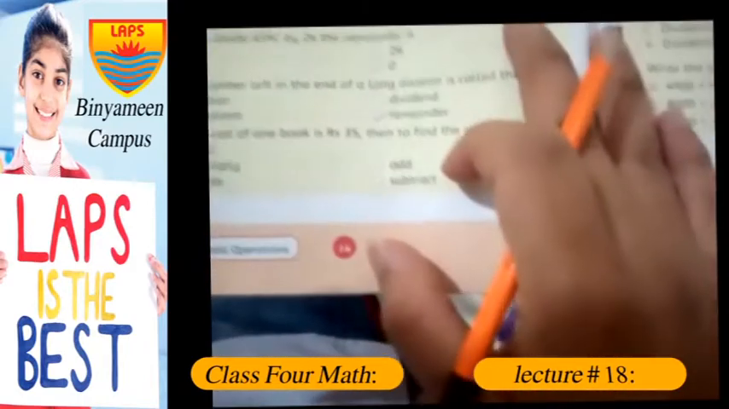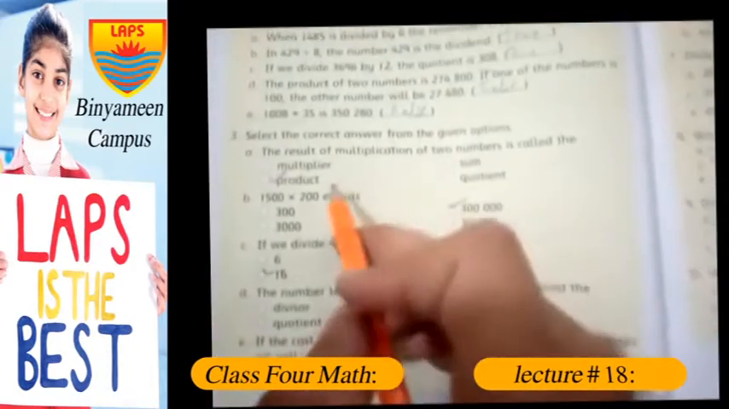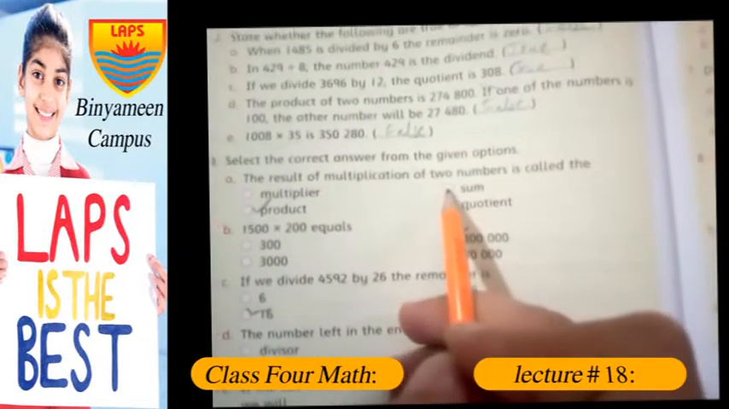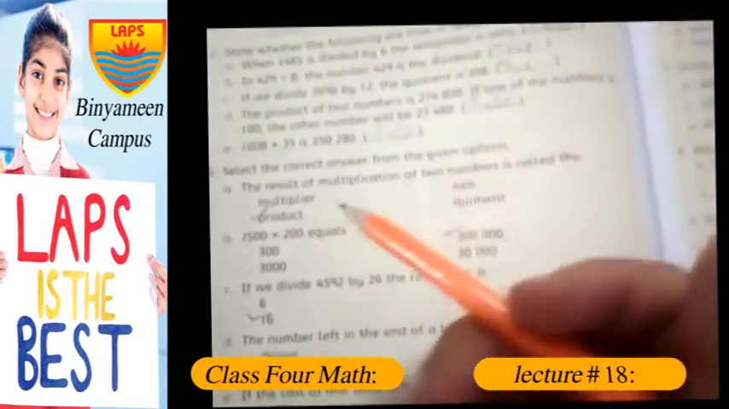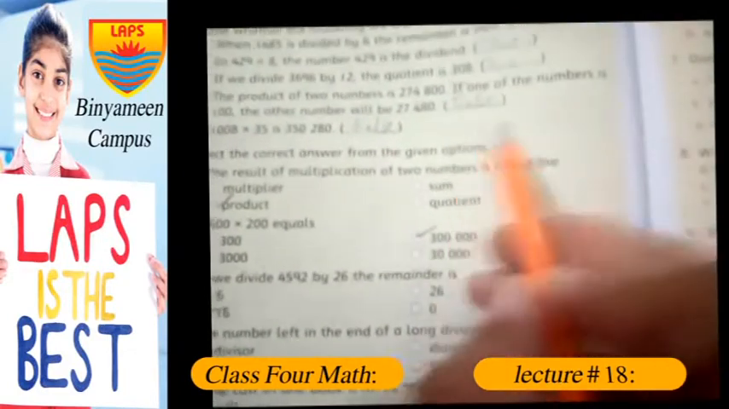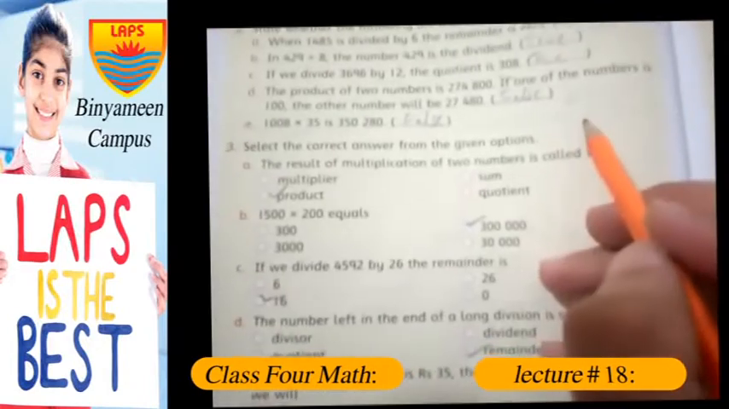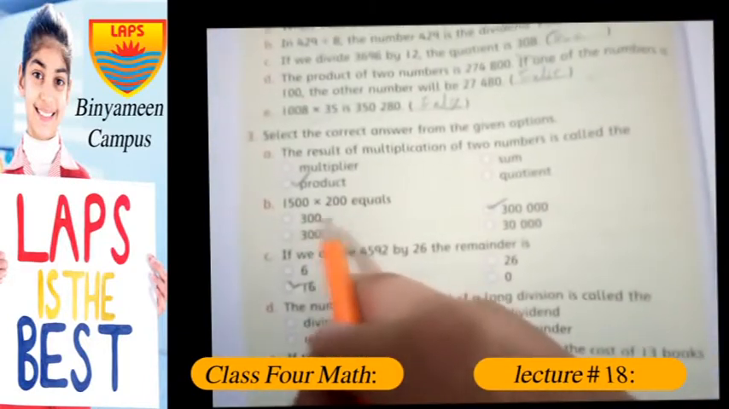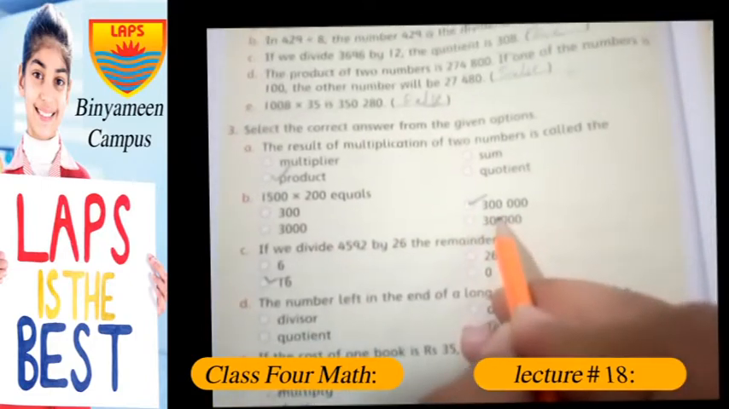If you open your books to page number 14, we have some MCQs given here which we will be solving. The result of the multiplication of two numbers is called the product. Actually, in multiplication problems we are given two numbers, multiplicand and multiplier, and their result is product. If we multiply 1500 with 200, we get the answer 300,000 here.